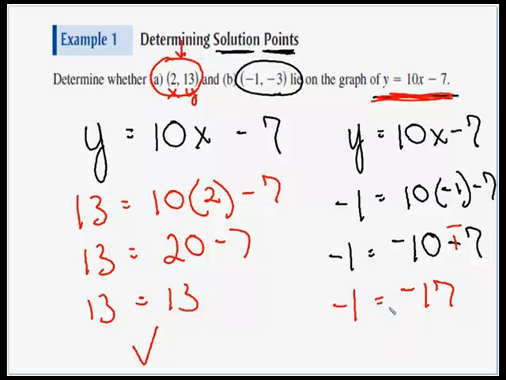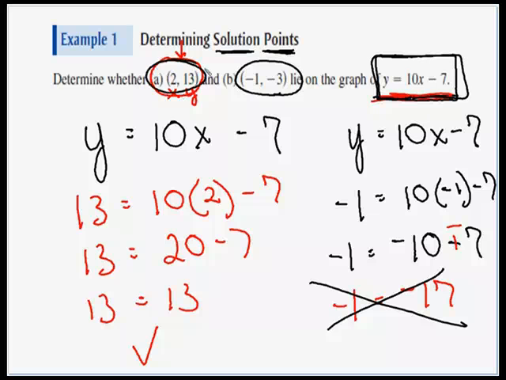Is that a point on the line? No. Does not compute. Doesn't work. So again, if I graphed this line, this point (2, 13) would be on it, but this point (-1, -3) would not.